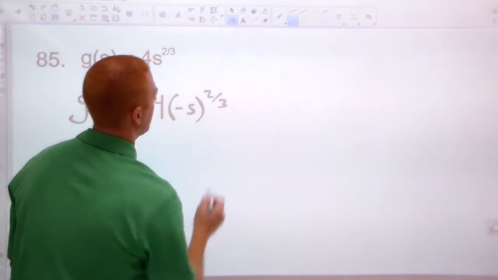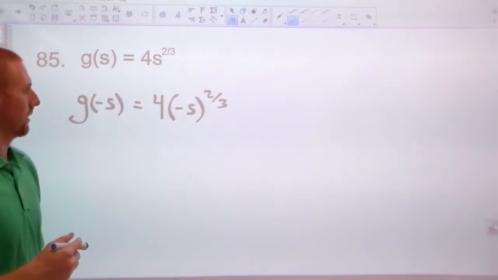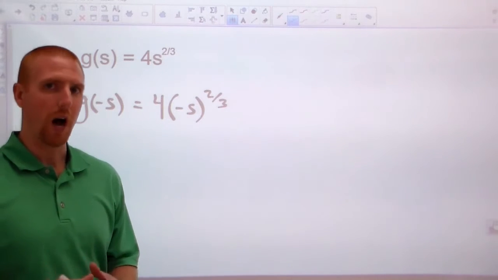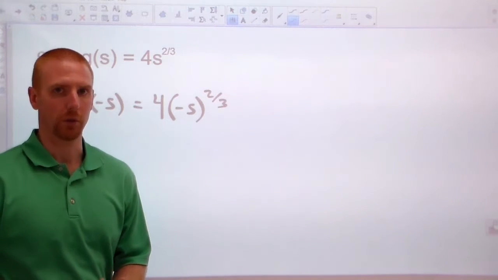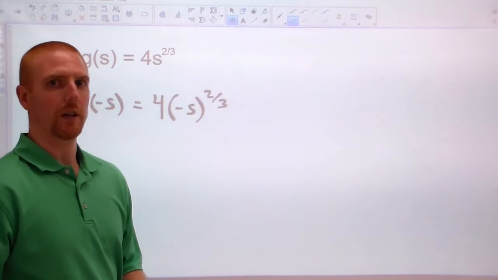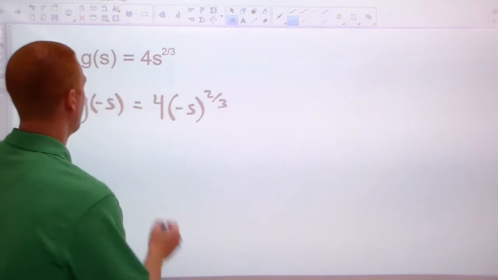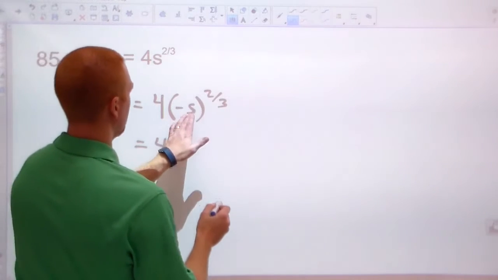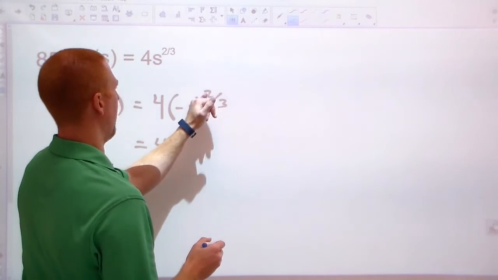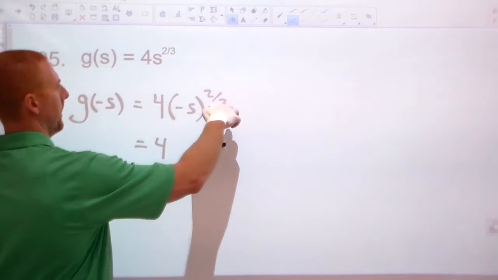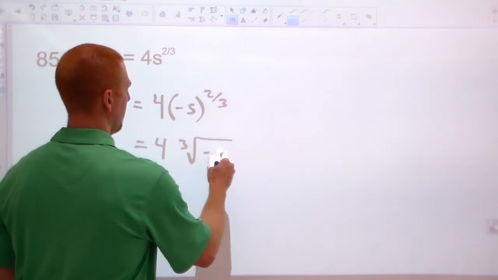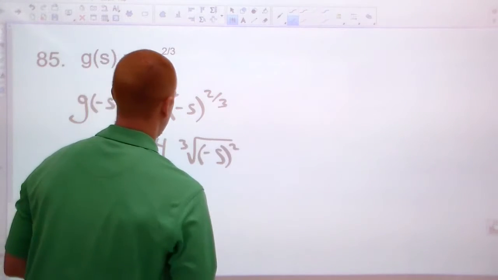And what I find best is to convert this to a radical. That's what I think is easier. It's probably going to be what you're more familiar with doing. So that's the approach I'm going to take, and that should get us there pretty quickly. So if we did a radical, you raise the variable to the power of the numerator, you take the root of the denominator. So it's going to be cube root of negative s squared.